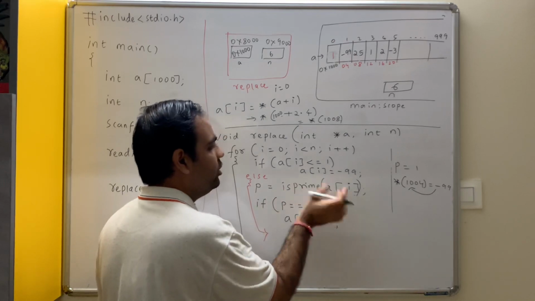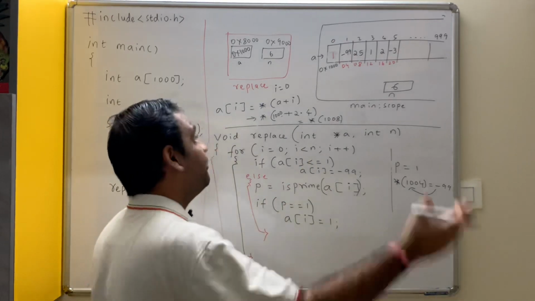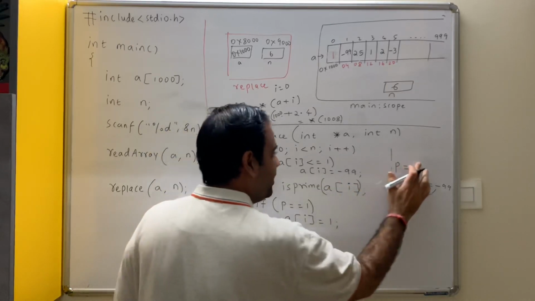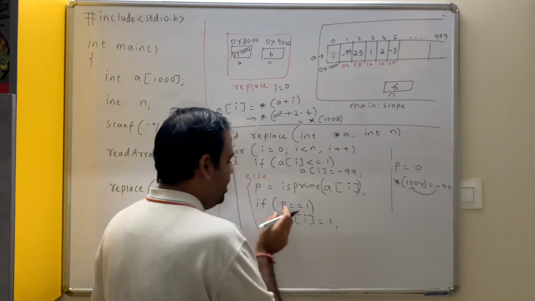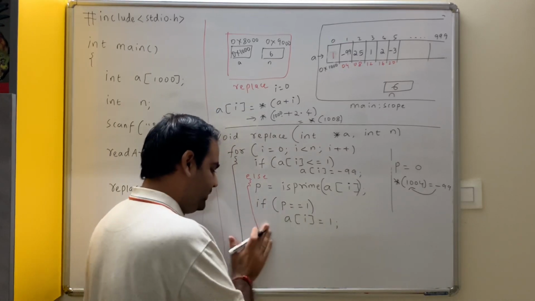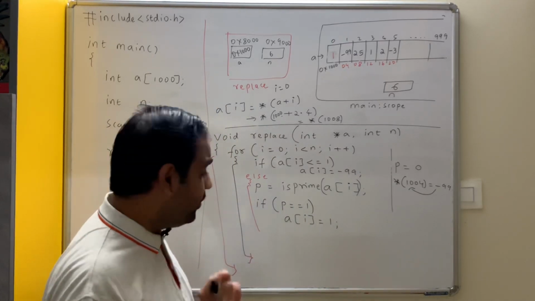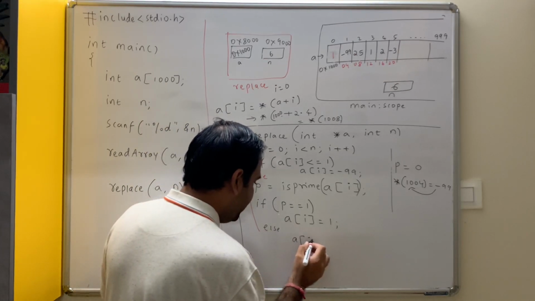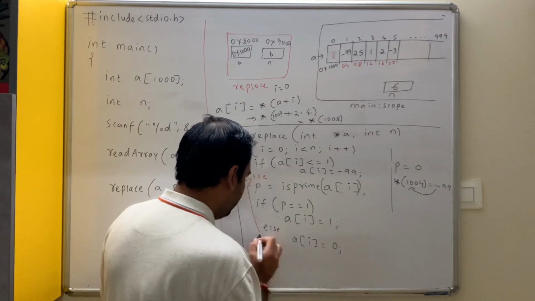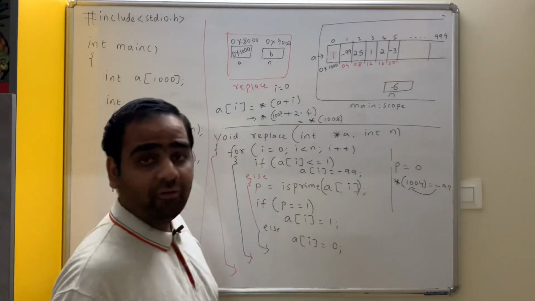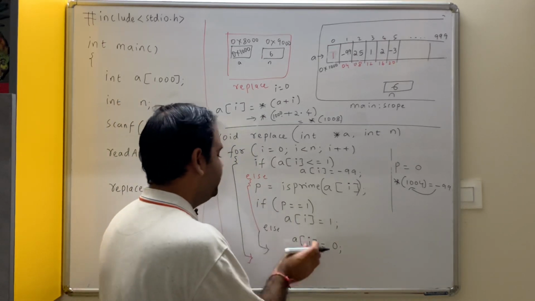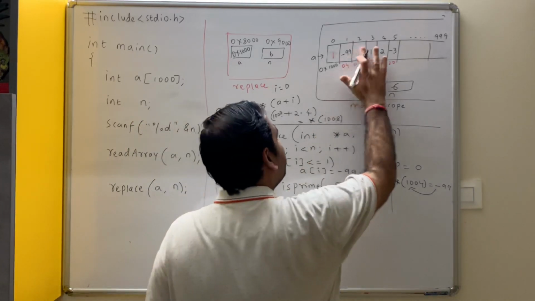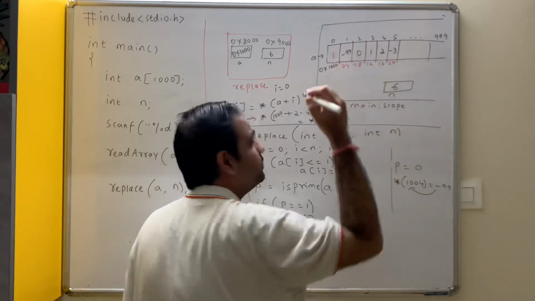P is equal to is prime of star 1008. And what is star 1008? 25. Now is prime of 25 is false. Therefore the value of P will be 0. And you are saying if P equal 1. Is the value of P equal to 1? No. Therefore, we say else. And what shall I write over here? A of I is equal 0. Now, what is A of I? Star 1008 is equal 0. That means go to address 1008 and store 0.